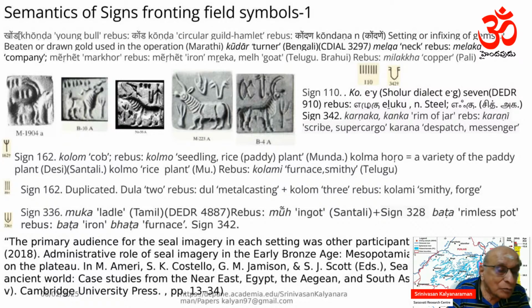Then sign 162 with 3 strokes, or 2 duplicated. Dula is duplicate. Dul, metal casting, plus 3. So 3 is duplicated, making it 6. Kolmo, kolom 3, kolomi, smithy 4.